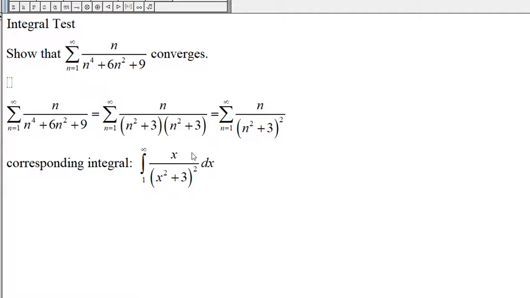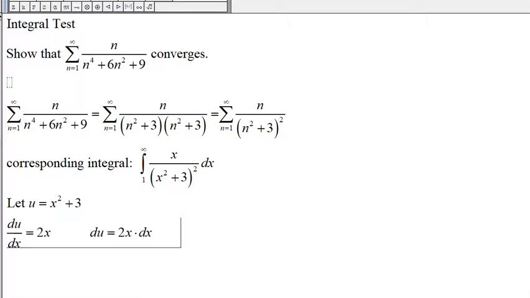dx. So once again, to use the integral test, if we want to show that this infinite series converges, then we need to show that the corresponding integral converges. So here I will use the u substitution method to find this integral. Let u be x squared plus 3. So du/dx will be 2x. Then the derivative of 3 is just 0. And so we have du is equal to 2x times dx.